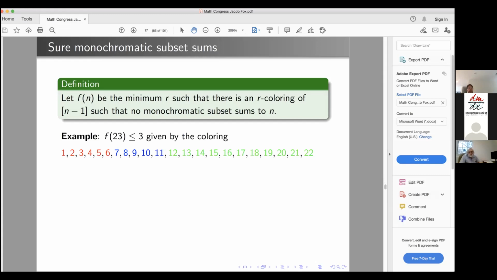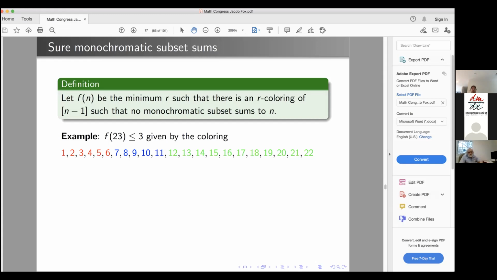As an example, if n is 23 here, here's a coloring with three colors of the positive integers up to 22. You can check that amongst the red elements, they just don't add up enough to get to 23. You can't represent 23 as a sum of distinct red elements. You also can't represent 23 as a sum of distinct blue elements. And the green elements, each one of them is less than 23, but whenever you add two of them, you get larger than 23. So one can check that this shows that f of 23 is at most three.